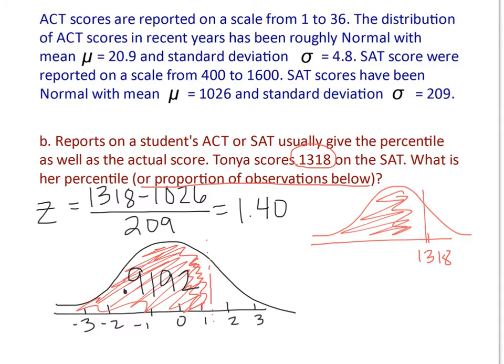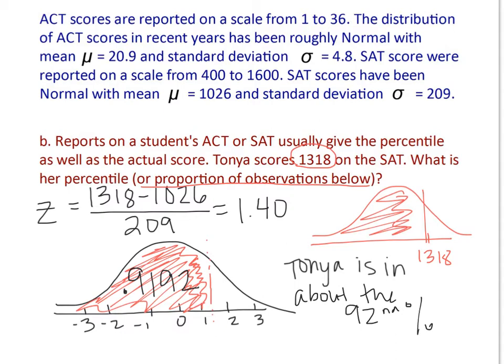So to give a complete answer now, I can't just give the number. My problem had a lot of context, so my answer needs to have context. I'm going to say Tanya is in about the 92nd percentile. So Tanya's about in the 92nd percentile because 0.9192 rounds up to 92%. So she's about in the 92nd percentile. This would be my complete answer, and I would need to show all of this work to get full credit.